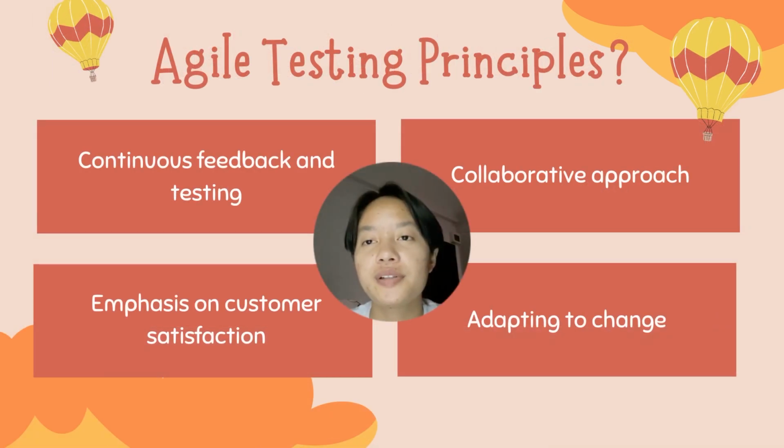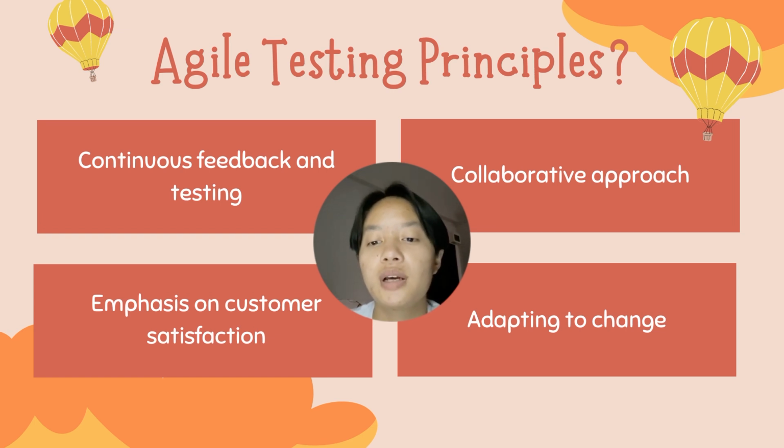Agile testing principles. The four Agile testing principles are: continuous feedback and testing. Agile testing emphasizes continuous feedback and testing throughout the software development process. This helps to identify and fix issues early on, leading to a faster and more efficient development cycle.